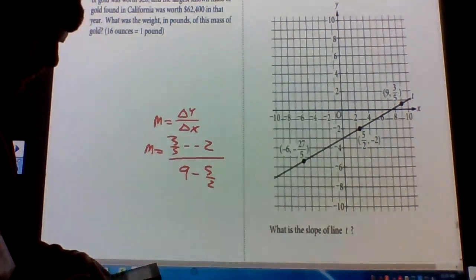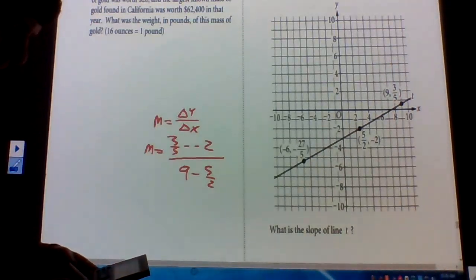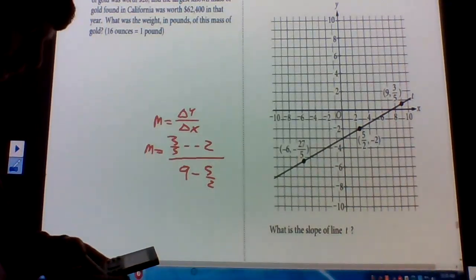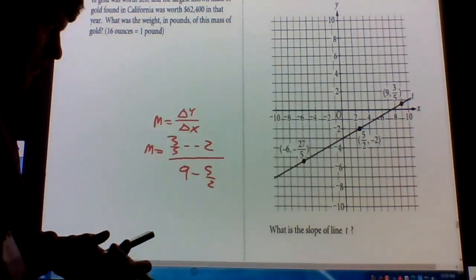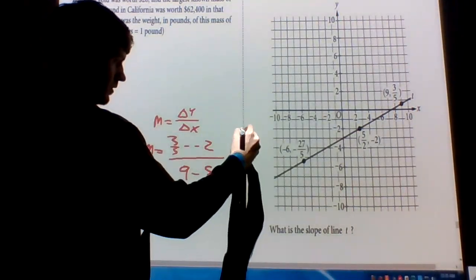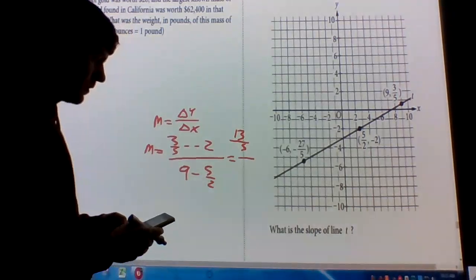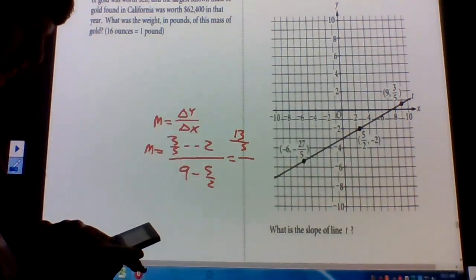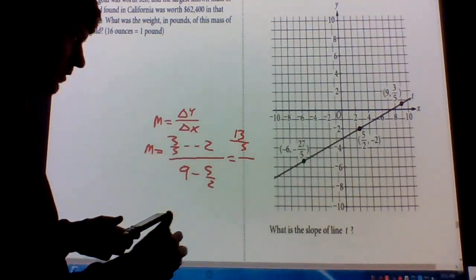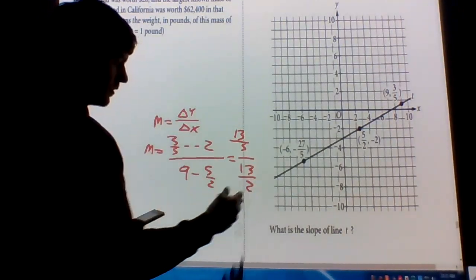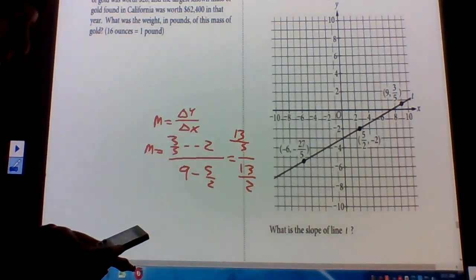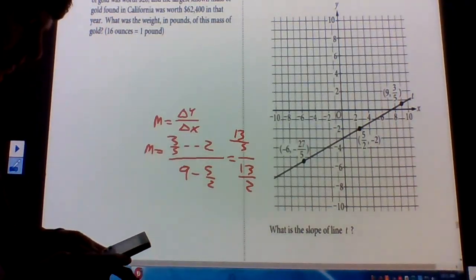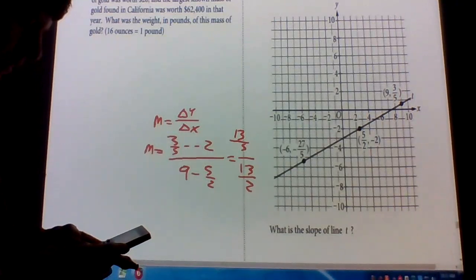Just use the calculator. 3 divided by 5, and then minus a -2. It's going to be 13 over 5. Then 9 minus 5 divided by 2. It's going to be 13 over 2. And you can do 13 divided by 5, divided by, put parentheses, 13 divided by 2. Should get 2 over 5.